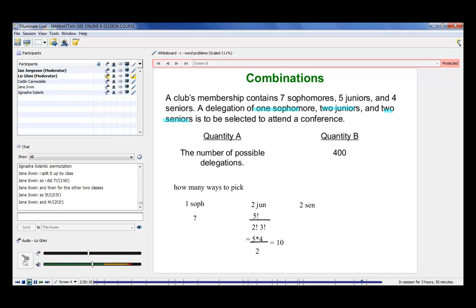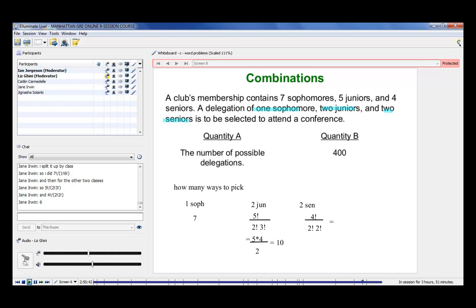10 of them, right? And then the same thing for the 2 seniors, same basic idea. You did the 4 factorial over 2 factorial, 2 factorial, which is going to give you how many? Guys, how many? 4 factorial divided by 2 factorial times 2 factorial is what? Just write it out. Yeah, it's 6.